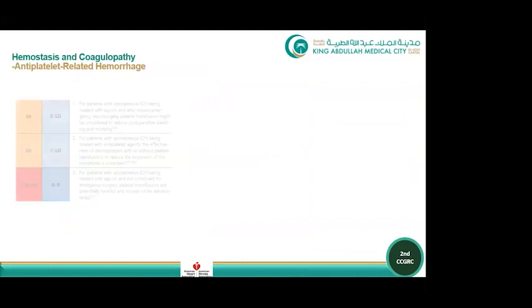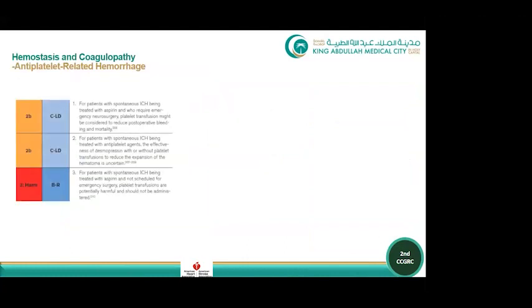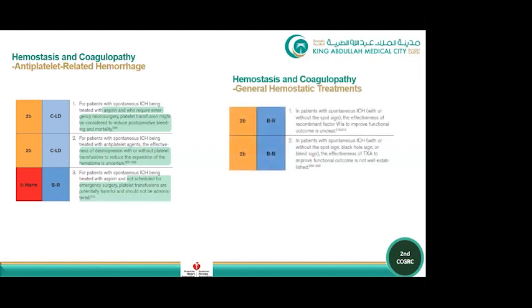And this is a scheme for the mentioned guideline in terms of anticoagulant-related ICH. For antiplatelet use with ICH, if the patient is on aspirin, then platelet transfusion might be considered to reduce the post-operative bleed and mortality, only if the patient is going for emergency neurosurgical intervention. The role of desmopressin is uncertain, and they recommend against routine platelet transfusion if the patient is not going for any surgical intervention.